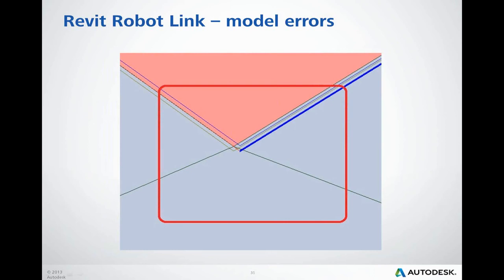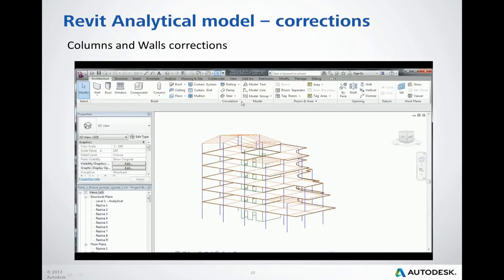Overlapping analytical slab edges seen in Robot. For a Robot user, it's quite easy to correct the model. Sometimes it's time consuming, but there are many tools in Robot to do so. But in Revit, here are a few examples of how to correct a Revit analytical model. First, let's look at correcting walls and columns.